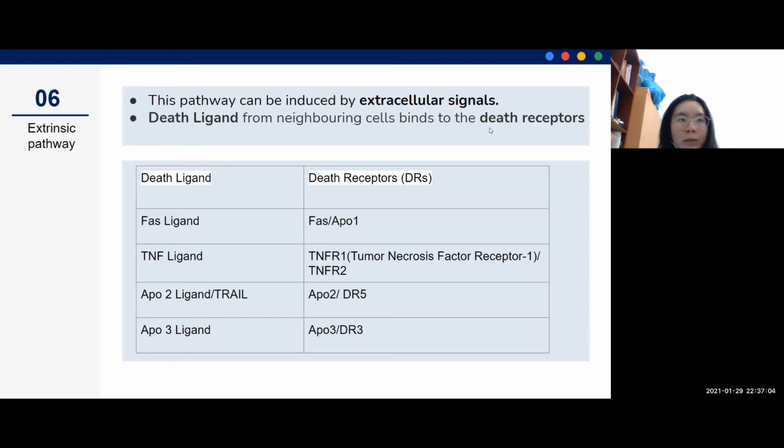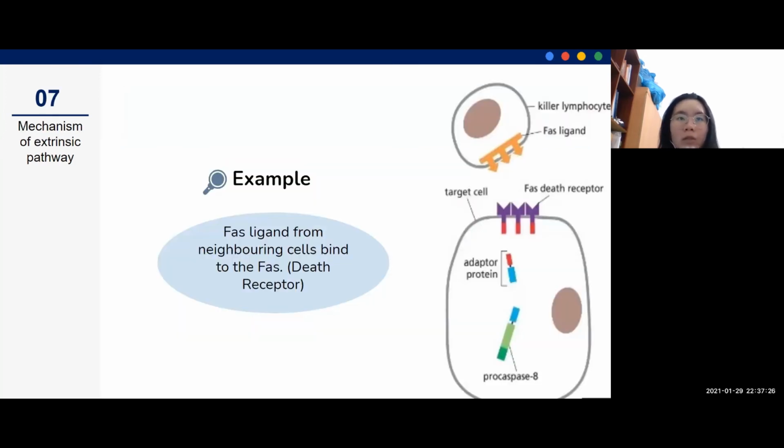So now I will explain about the extrinsic pathway. This pathway can be induced by extracellular signals, which is the death ligand from neighboring cells binding to the death receptors. Here are some examples of death receptors with their complementary death ligands, which are FAS, TNFR1, APO2 or DR5, APO3 or DR3. So this is the example for the extrinsic pathway. The FAS ligand from neighboring cells binds to the FAS, which is the death receptor.